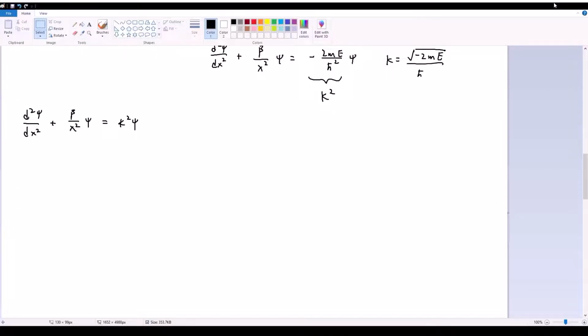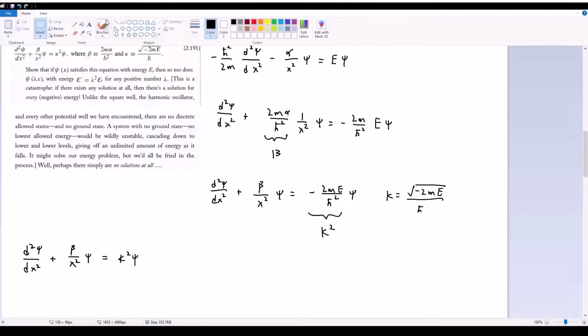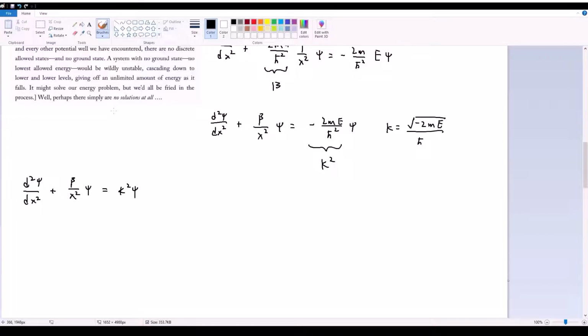Okay, the next thing we want to do is verify that if the wave function psi of x satisfies this equation with energy E, then so too does the wave function psi, this time with lambda x instead of x, with the new energy E prime equal to lambda squared times E for any positive number lambda. So immediately the first thing I'm going to do is rewrite k in terms of E because we're changing E. So this is going back to d2 psi by dx squared plus beta over x squared times psi is equal to negative 2mE over h bar squared multiplied by psi.